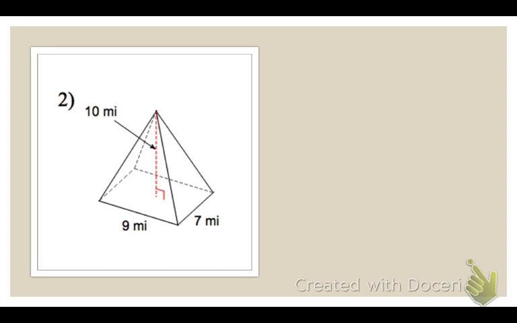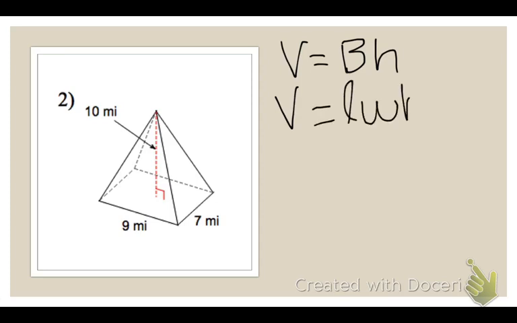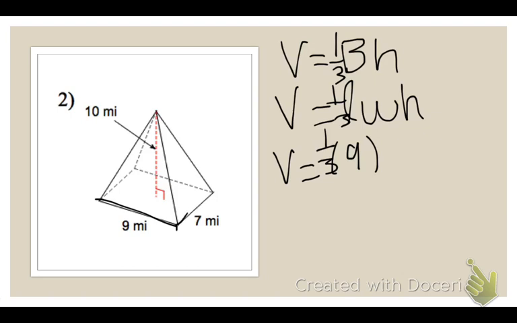Alright, let's try one more. So again, volume equals base area times height, which is volume equals length times width times height. So volume equals 9 is the length. I always forget the 1/3. So remember the 1/3, unlike me. So volume equals 1/3 times 9, which is the length, times 7, which is the width, times 10, which is the height. Really, if you multiply these in any order, it will give you the same answer.